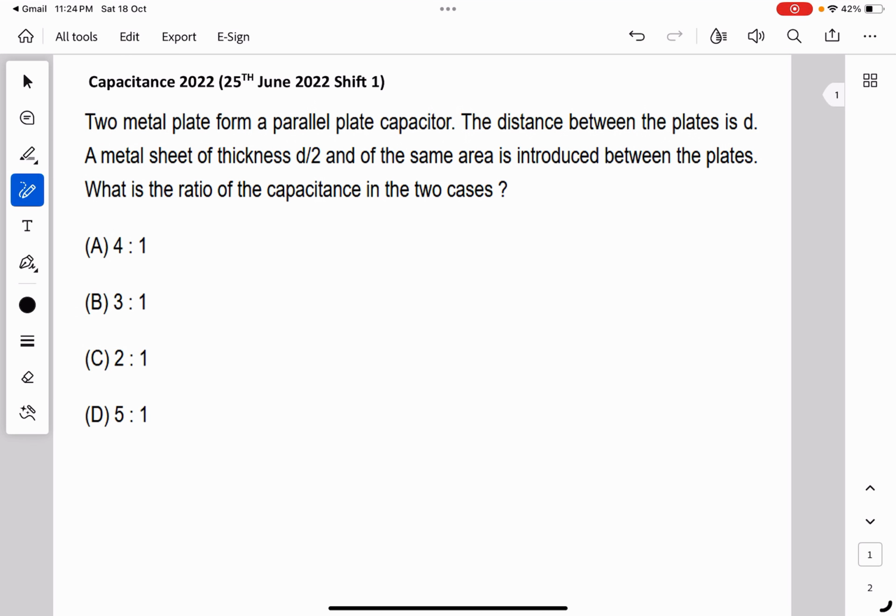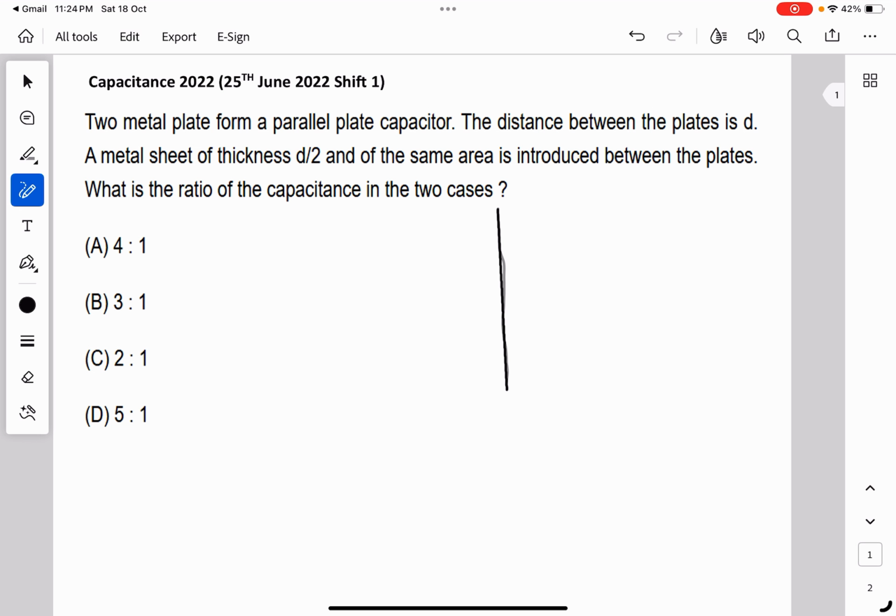Hi everyone, today we will take up a question on capacitance. Two metal plates form a parallel plate capacitor. The distance between the plates is d. A metal sheet of thickness d by 2 and of the same area is introduced between the plates. What is the ratio of the capacitance in the two cases?